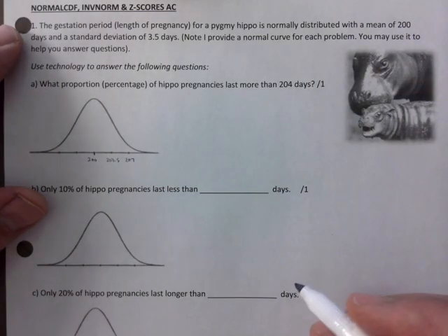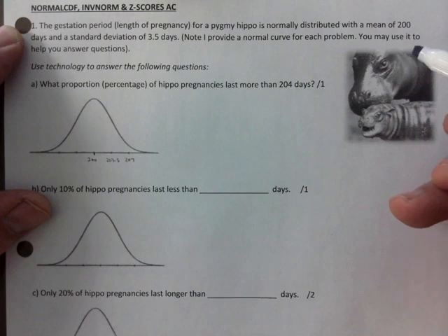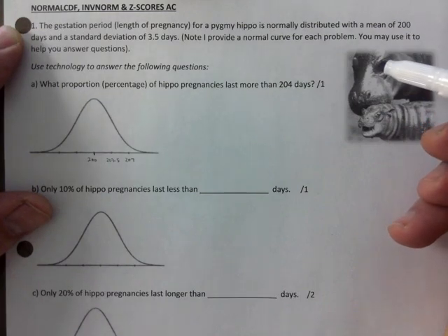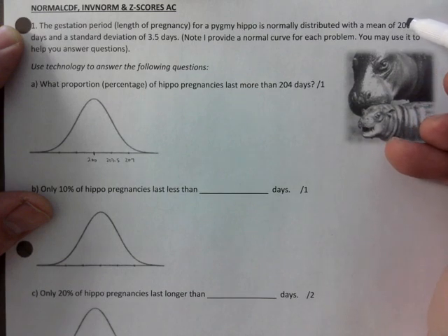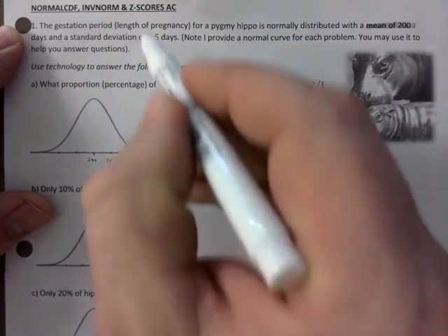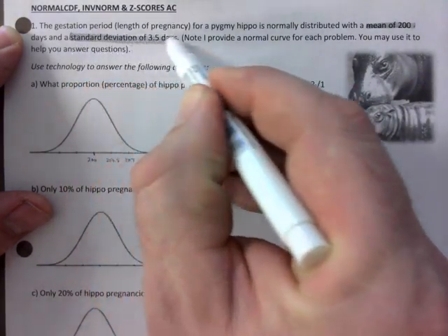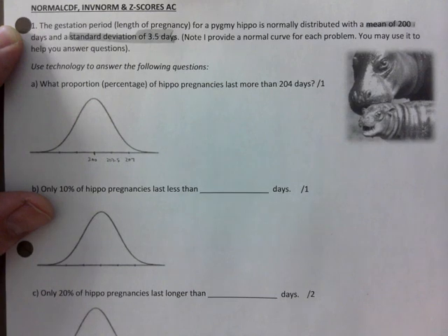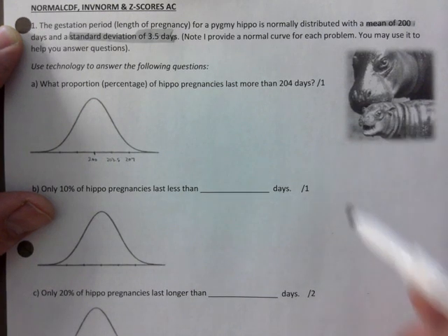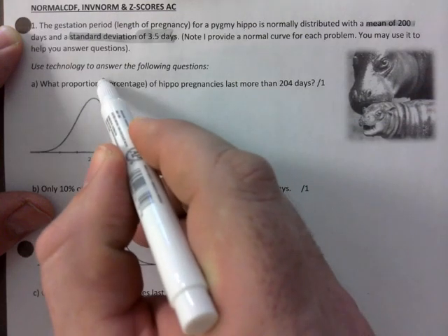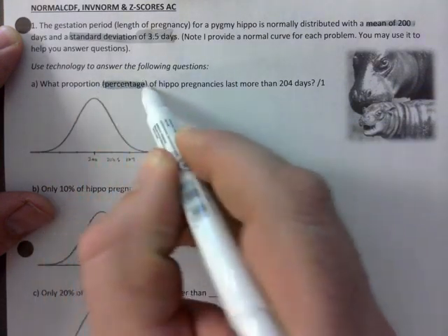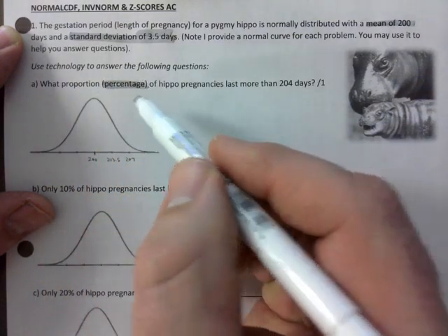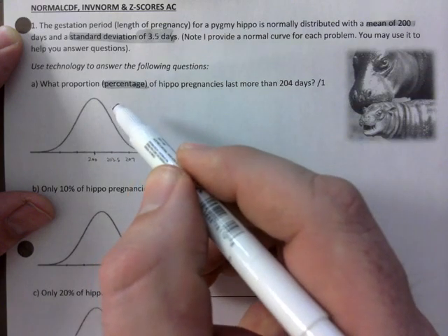Okay, so right from the get-go, we're told that the gestation period, the length of pregnancy, of hippos, this particular species, has a mean of 200 and a standard deviation of 3.5. That's a given for the rest of this page. So if you want to know the percentage or the proportion or the probability, don't let that throw you off. We all mean the same thing.